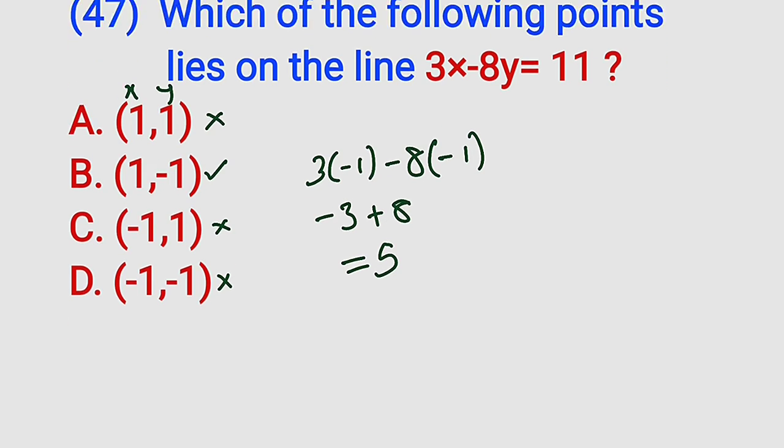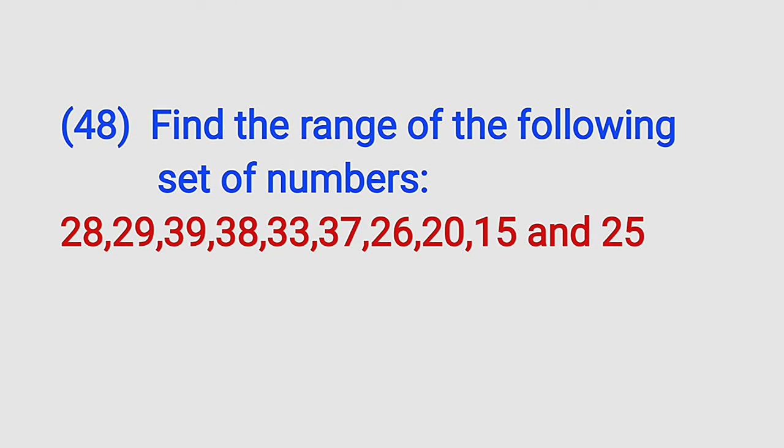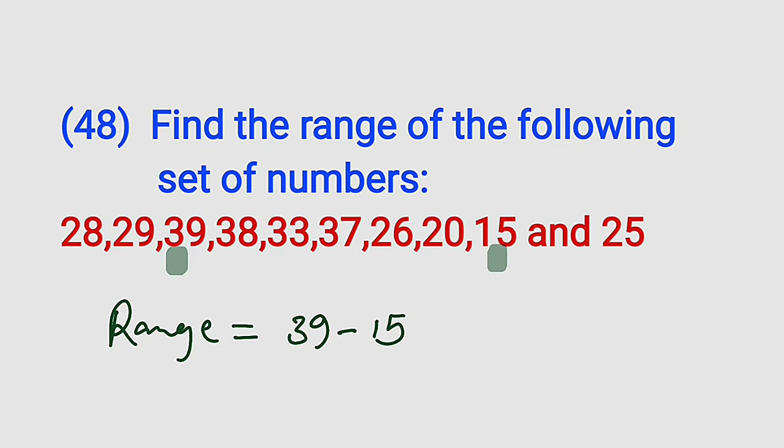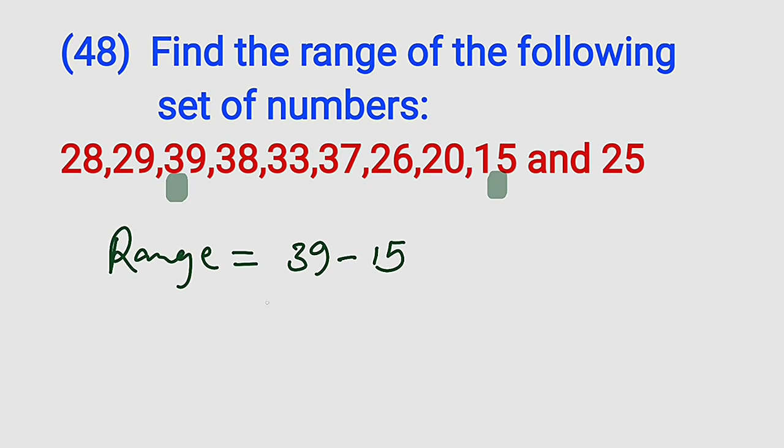Let's move on to question number 48. Question number 48, we are asked to find the range of the following set of numbers. What is a range? Range is just the difference between the highest value and the least value. So the highest value here, let's study them carefully. I think 39 is the highest value here. And the least value, the smallest one, is 15. So to find the range, it is simply 39 minus 15. And 39 minus 15 is equal to 24. Therefore, the range of these values is 24.